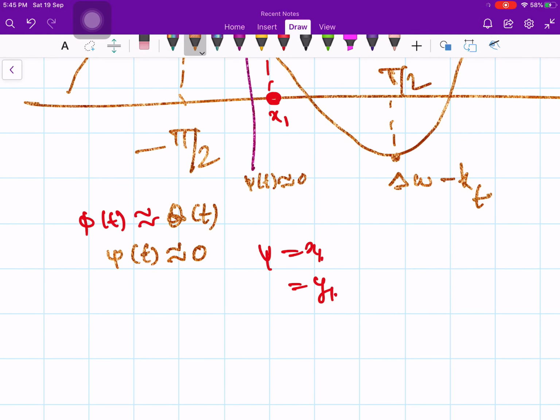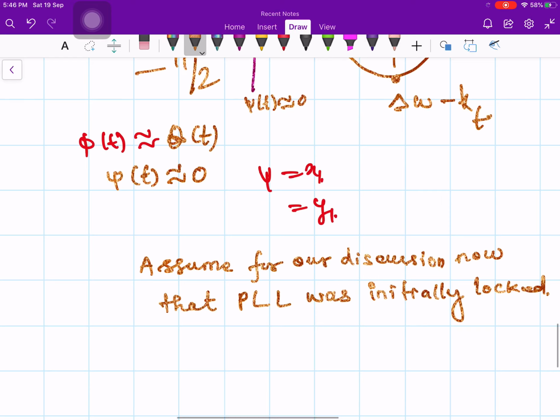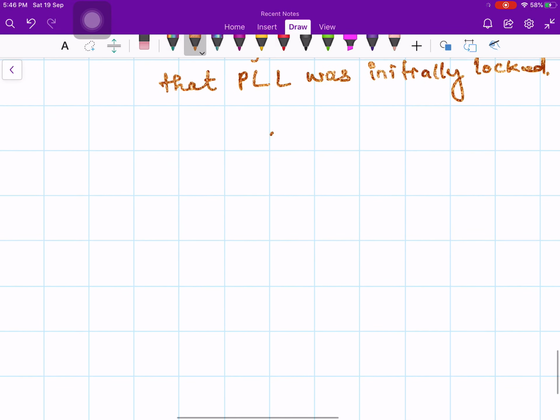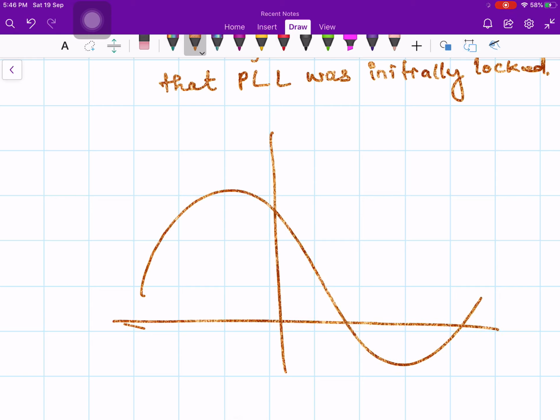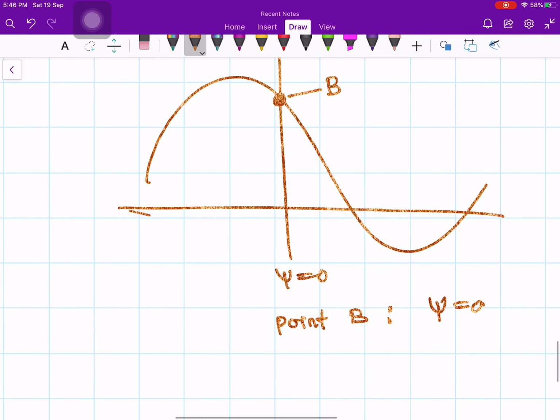Now in our discussion, assume that the PLL was initially locked. Let us assume that the phase locked loop is initially locked. Therefore you were at this point. Let me draw the same figure again, like this. So this is a point, let me call this point B. At this point your psi equals 0. Okay, because at point B your psi was 0. Now what will happen?